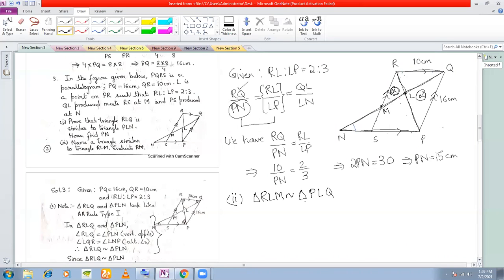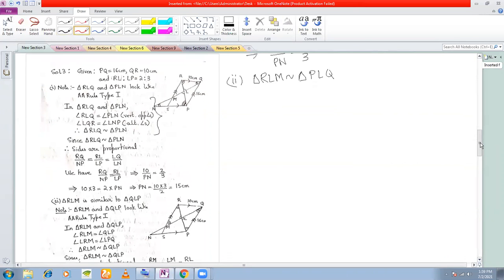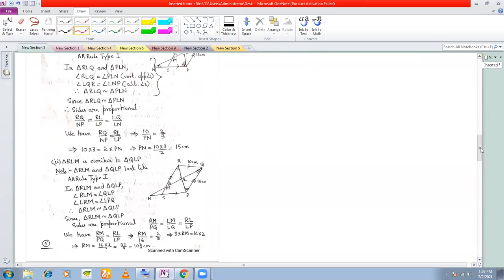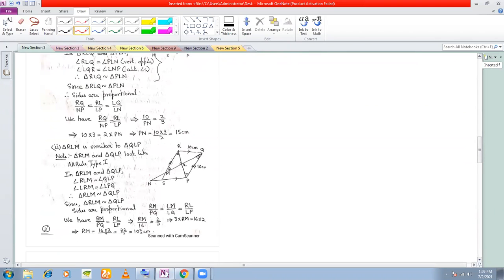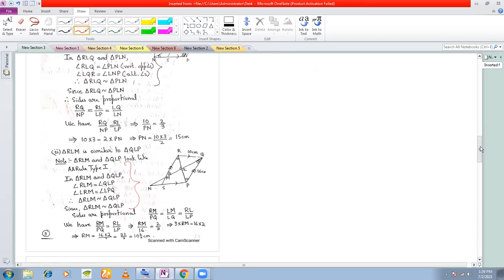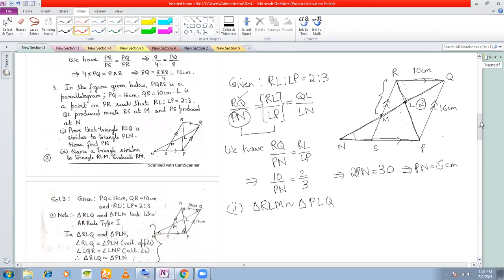Next question is evaluate RM. That means you need to find out this length. The question here is just to name the triangle which is similar and then evaluate. That means you don't have to do the proof. Although I think I have done the proof, I've given it in your note. You can go through this proof. You don't need to write the proof if such a question is given in the examination.